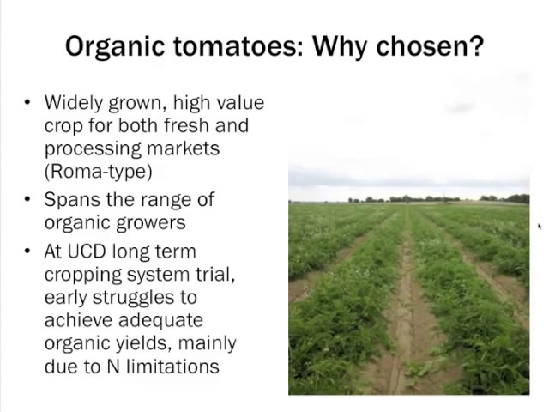And so while there's a lot of variability in the markets and the farming practices used, organic tomatoes are actually something that a lot of farms here have in common. Organic tomatoes, in particular Roma-type tomatoes, are widely grown. They're a high-value crop for both fresh and processing markets. And so they sort of span the range of organic growers here. And interestingly, at the UC Davis long-term cropping systems trial that Louise mentioned earlier, there were some early struggles to achieve adequate organic yields in tomatoes. And this was mainly attributed to nitrogen limitations.